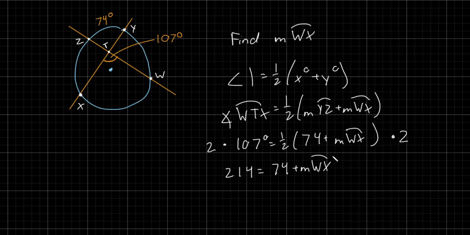Camille, what should I do next? Yeah. Subtract 74. And what did you get when you subtracted 74? Yep, 140. 140 what? Degrees. Yep. Because we're talking about the degree measurement of the arc. That's what that M means.